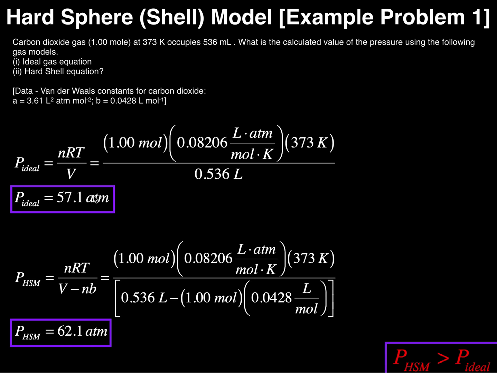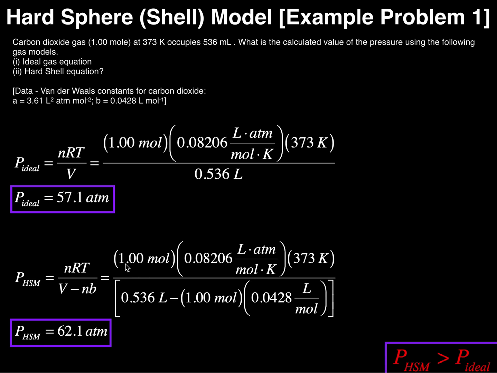Now we're going to do the same calculation, but we're going to use the hard shell equation, or the hard shell model. So remember, this equation is a little bit different. The hard shell model pressure is still nRT on the top, but remember we have an effectively reduced volume. So the denominator in the hard shell model is always going to be smaller because we're subtracting the product of two positive terms, which in all is positive. So the denominator will be less, and that's V minus nb. Remember that nb, that product, is the amount by which the volume is reduced according to this model.